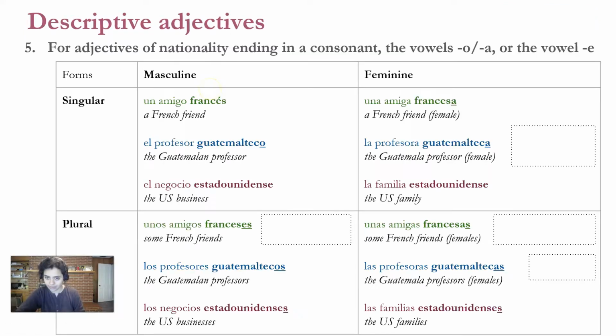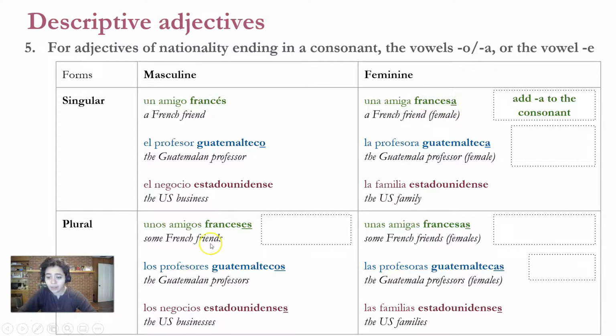One last one. So if you see in this chart, for adjectives of nationality, adjectives of nationality is when you're describing a person's origin by using their country's name. For adjectives of nationality ending in a consonant like francés, which means French, un amigo francés, a French friend. To form the feminine form, you have to add an a, francesa. Un amigo francés, una amiga francesa.